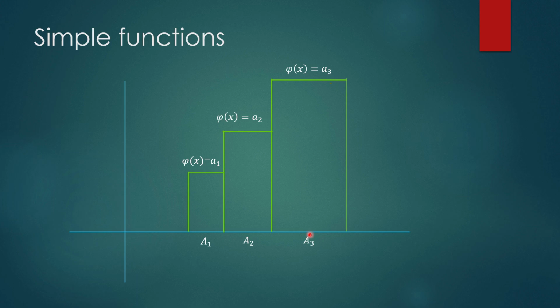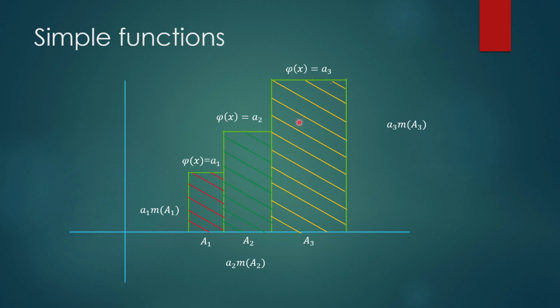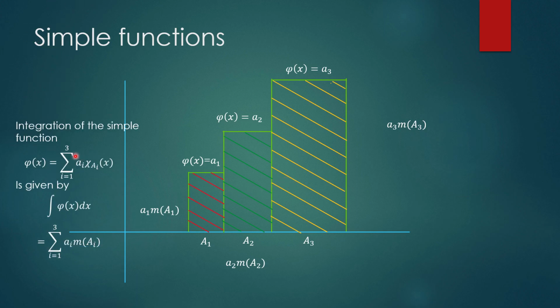Now then, what is the area of this rectangle? Area of a rectangle is the length of this side times the height. The length of this side is the measure of A1, the length of the interval, and the height of this rectangle is a1, okay? So a1 times m(A1) will be the area of this rectangle. Similarly, the area of this rectangle will be a2 m(A2). Lastly, the area of this rectangle will be a3 m(A3). The total area will give you the integration of the simple function phi(x), okay? So the integration of the simple function phi(x), in this example taking i running from 1 to 3, the sum of small ai chi_Ai(x), is given by integral of phi(x) dx, that is the sum of the areas. The whole of this will be the integration of the simple function, okay?